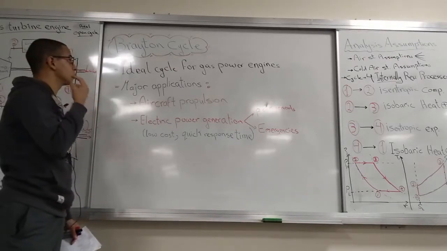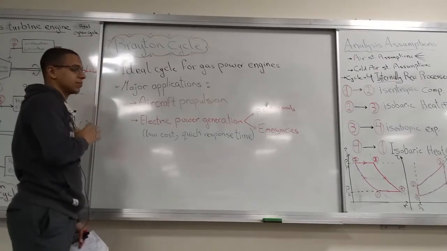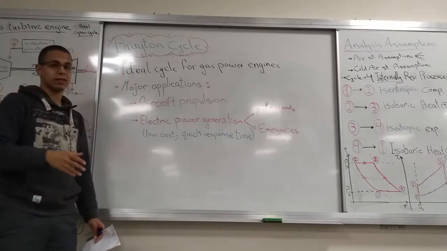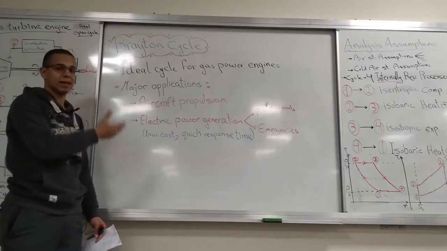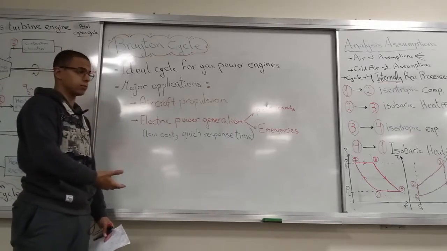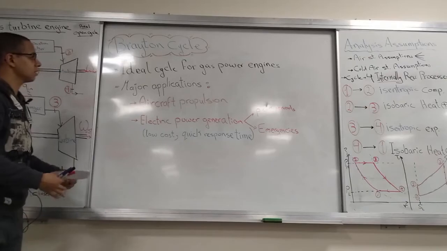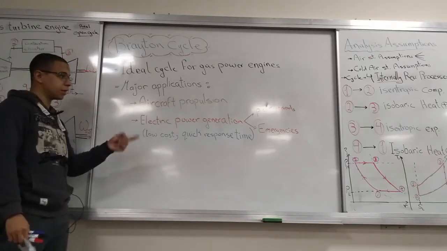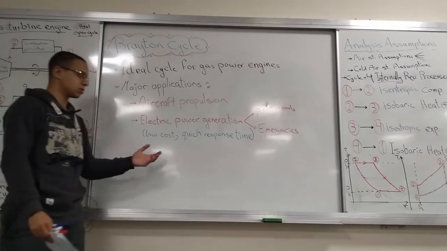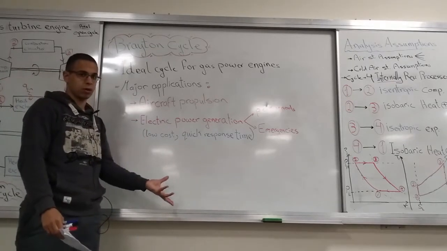3, 2, 1. This is a video series intended to illustrate and explain the basic principles behind the Brayton cycle, which is an ideal gas turbine power cycle. This cycle is mainly used in aircraft propulsion and electric power generation during peak periods and emergencies due to its fast response time and low cost.